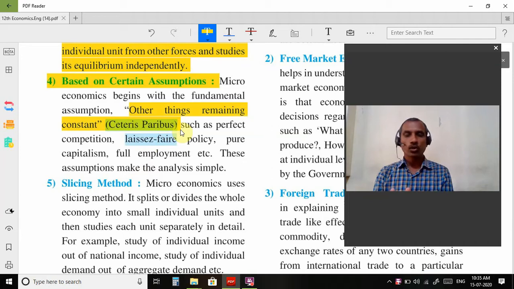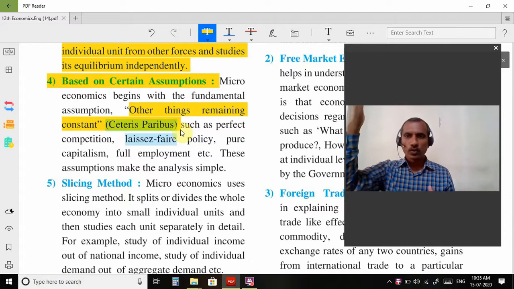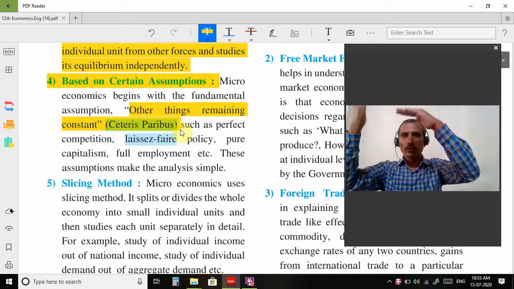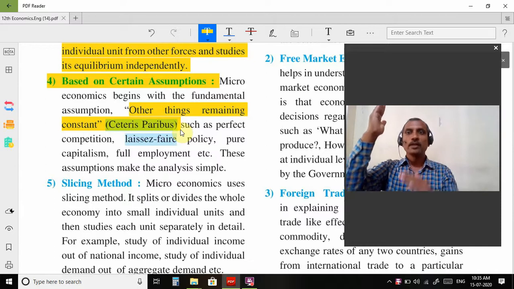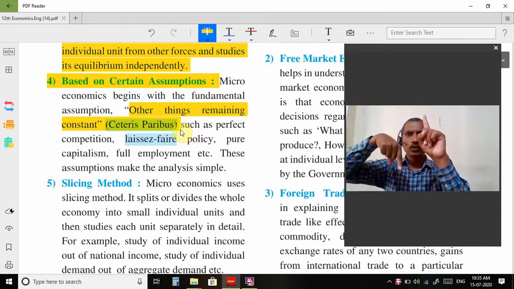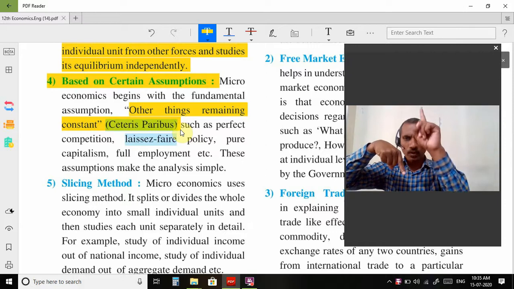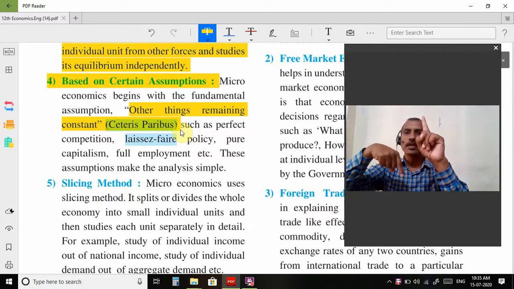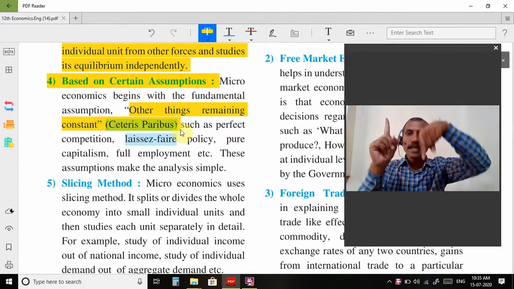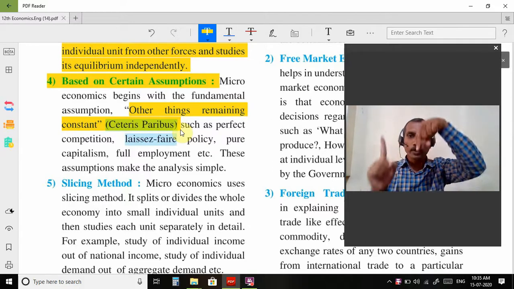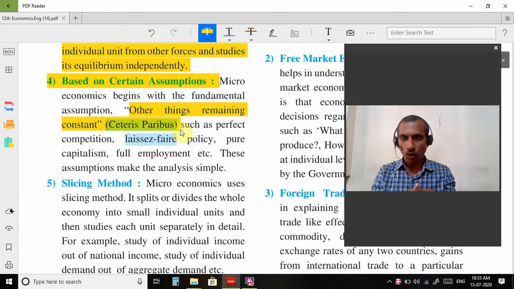Other things remain constant, due to change in the price of a commodity, the demand will change. For example, if the prices of goods increase, demand for those goods will decrease. It means there is an inverse relationship between demand and price. One thing increases, the other decreases. Prices increase, demand decreases. Prices decrease, demand increases. So there is an inverse relationship between price and demand. So this is the law.